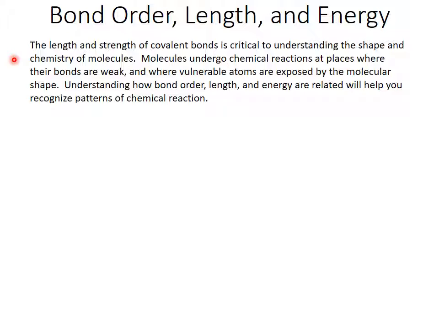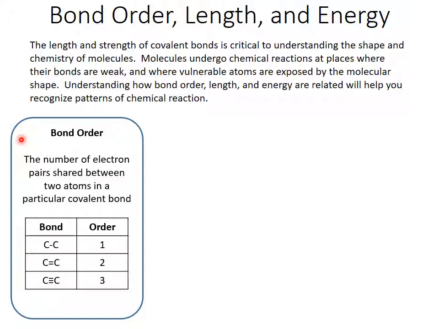So if an atom is trapped inside the molecule, it's going to be harder for another chemical to get in there and react with it. If, on the other hand, it's hanging out on the very outer edge of a molecule, it's going to be much easier to get at. We need to understand how bond order, length, and energy are related because this is how you learn to recognize patterns of chemical reaction.